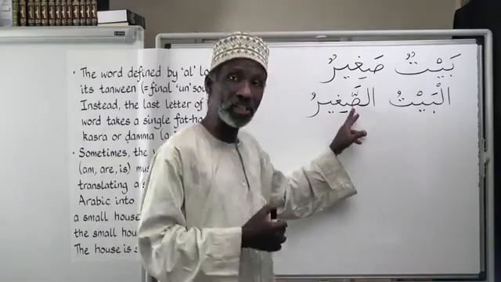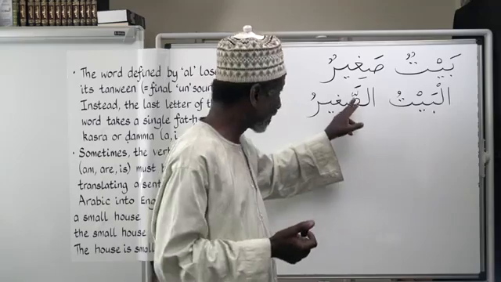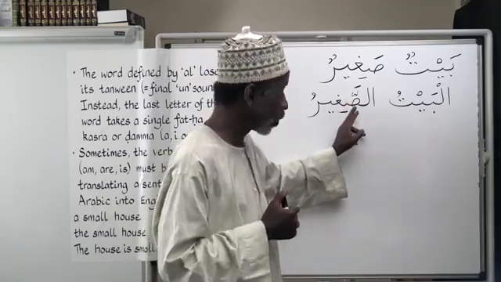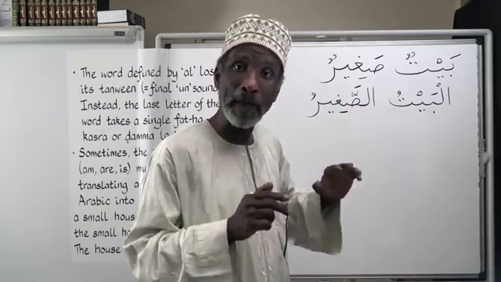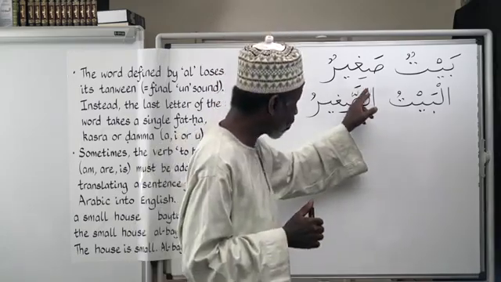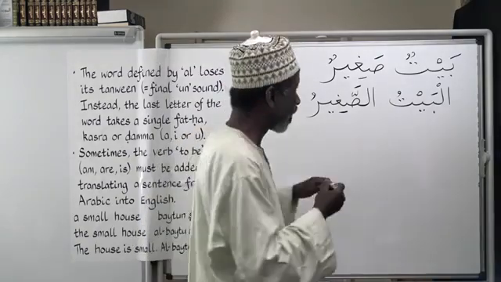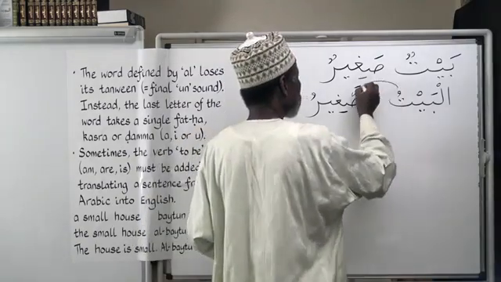Here, sod is a sun letter. That's why it carries an obligatory shadda, which means this is now doubled, which means there is an embedded sukun. Hence, you will not hear this lam. You say as-saghir. Al-baytus saghir.